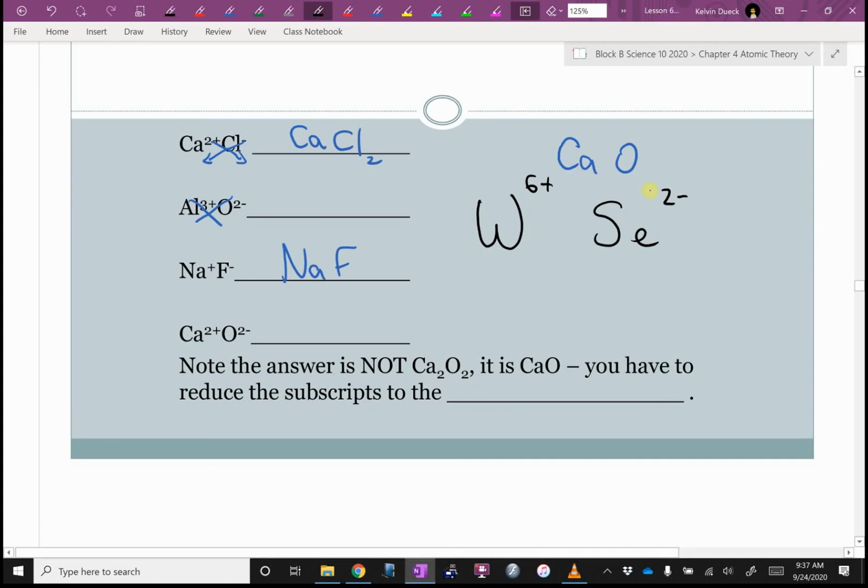But when I crisscross, I wouldn't write 2 and 6. Is there a number that goes evenly into 2 and 6? I would write W1Se3. I would reduce it like a fraction to lowest terms. Divide by whatever goes evenly into both numbers. In this case, 2. Okay? So you have to reduce the subscripts to lowest terms.